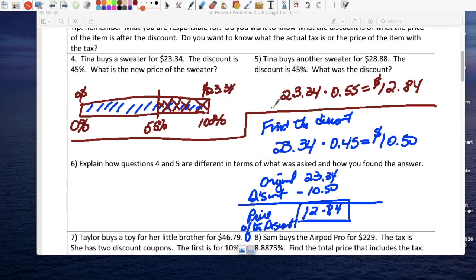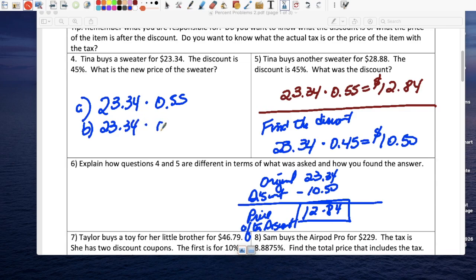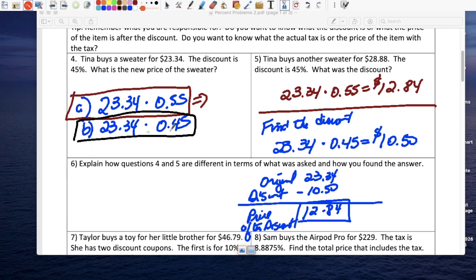But you will have some test questions on your test eventually where you're going to have a question like this, and they're going to say, what equation or what expression can I use to find the price of the sweater, or which of these expressions represent the calculations that I need. So one of your options, letter A, might be 23.34 times 0.55. Choice B could be 23.34 times 0.45, and so on. Obviously, we want this one, because multiplying these two numbers is going to give us the price of the sweater after the discount. Now, if you were to multiply choice B, this gives you the discount. How much was taken off the original price? You're going to have to know what that means.